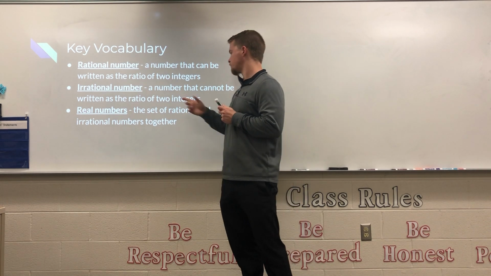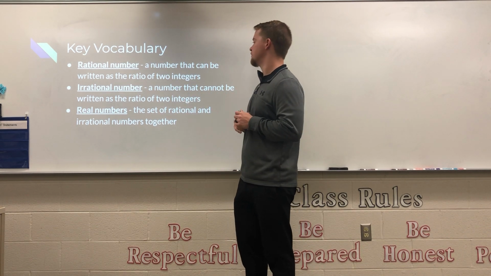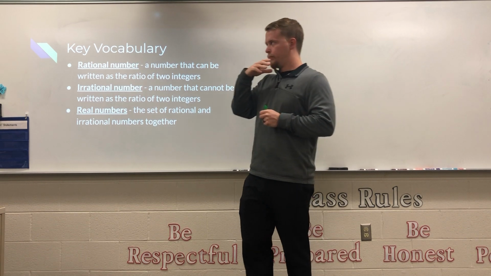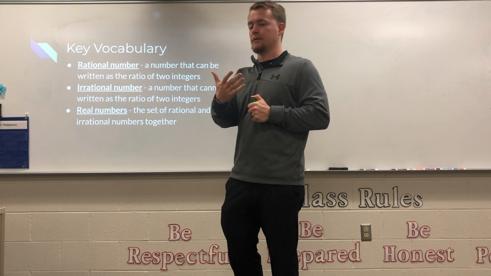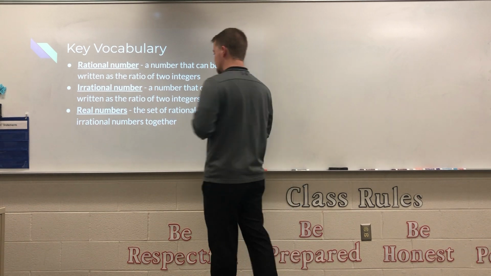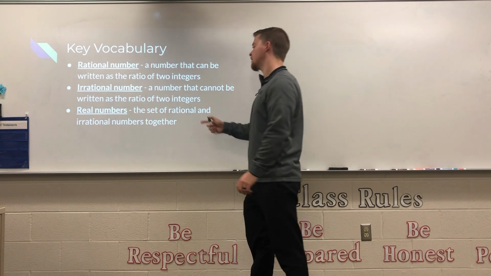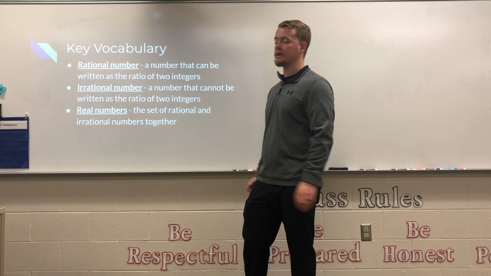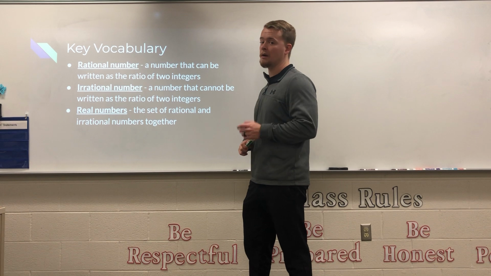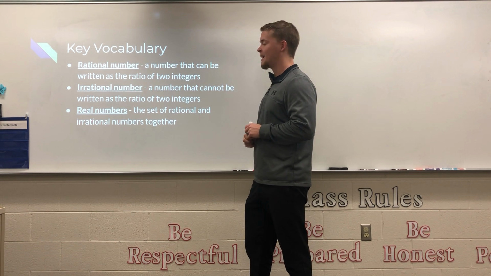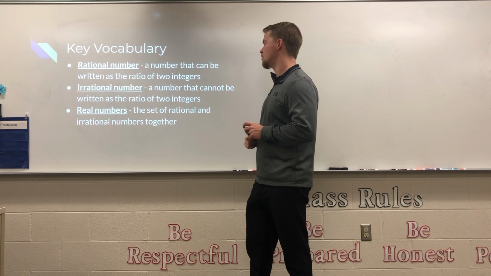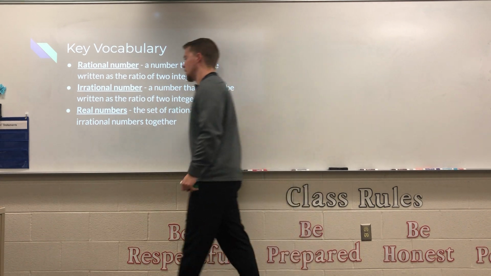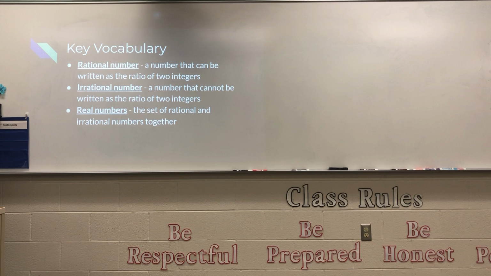An irrational number is a number that cannot be written as a ratio of two integers, meaning you cannot write it as a fraction. And then real numbers is the set of all rational and irrational numbers together. So that's basically all numbers that you would know of. There are things called imaginary numbers that you'll hear about in high school, but for now, real numbers are basically any numbers you can think of at this stage in your math.